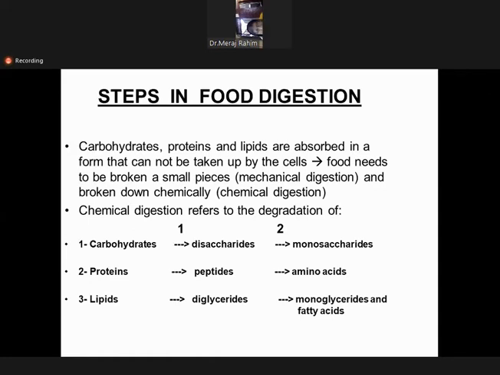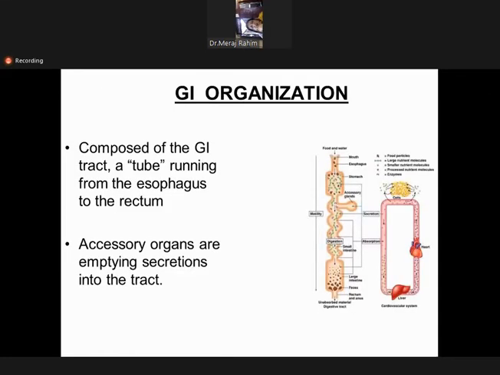Okay, so if you look at the GIT organization, we can see that this GI organization is in form of a tube. It's a long tube, and at varying levels, it gets distinguished into different localized organs. Okay, so the composition of the GIT is a tube running from the esophagus going down into the rectum.